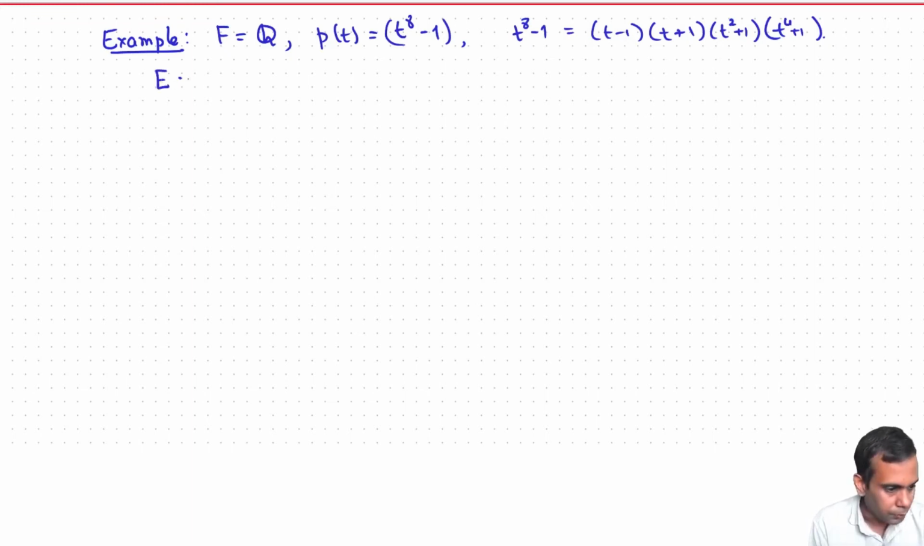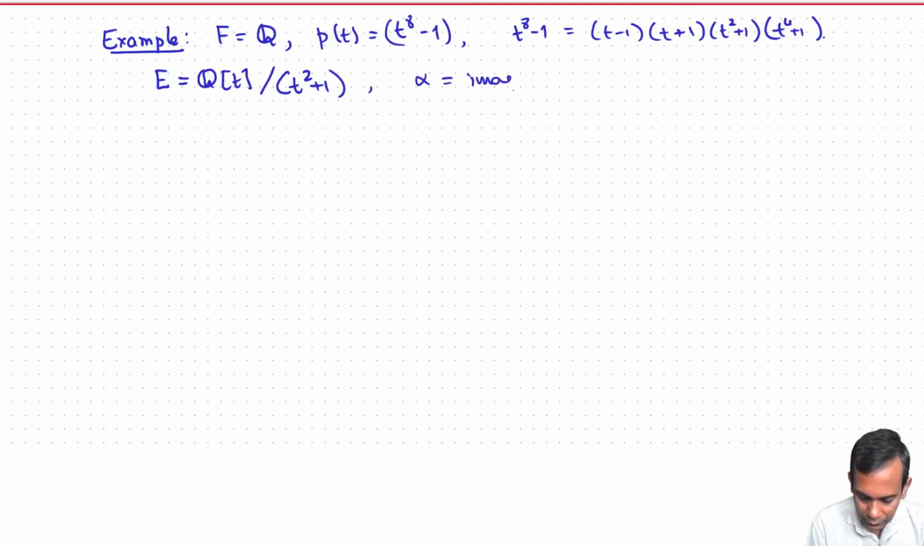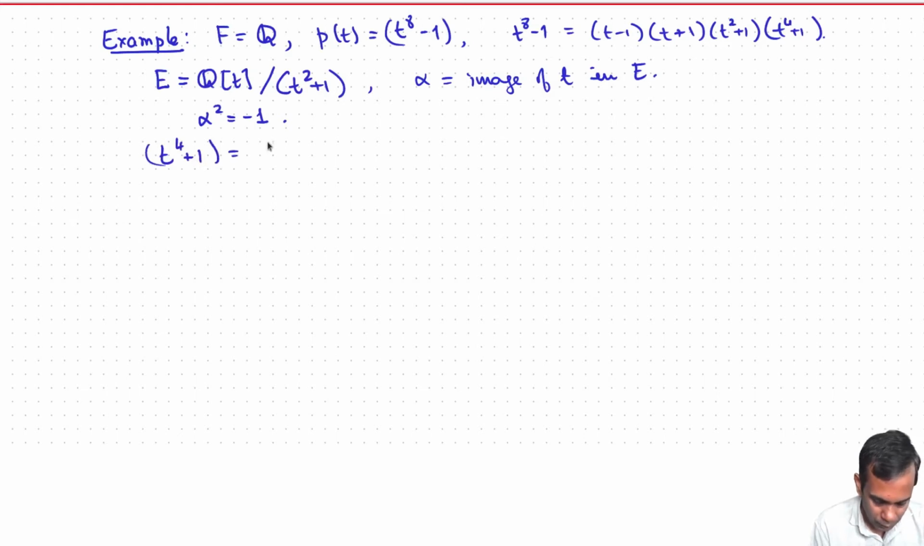So first define E to be Q[t] mod t squared + 1. So this is a quadratic extension of Q, and taking alpha to be the image of t, in E we have alpha squared equals -1. And so again we can write t to the power 4 + 1 is equal to (t squared + alpha)(t squared - alpha).